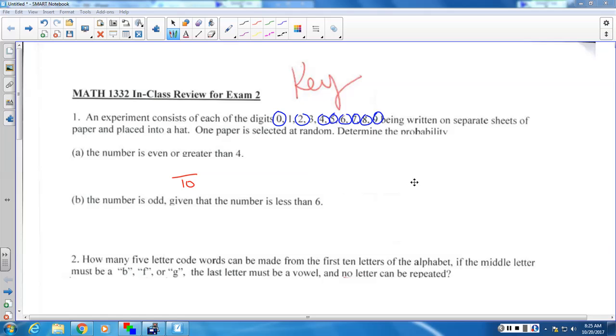1, 2, 3, 4, 5, 6, 7, 8. So this happened 8 times out of 10, which can reduce to a fraction or decimal place there.